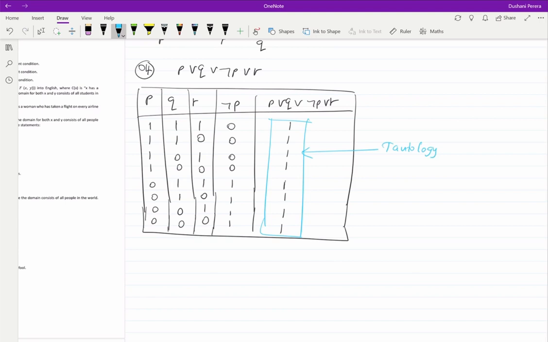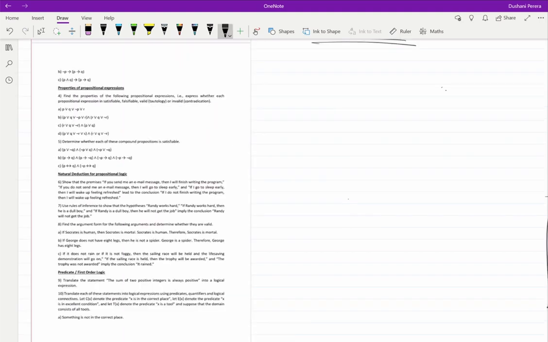And at the same time, this will be valid since it's a tautology, and also since it's a tautology, we can conclude that this is satisfiable as well. Let's move into question number 6 now.